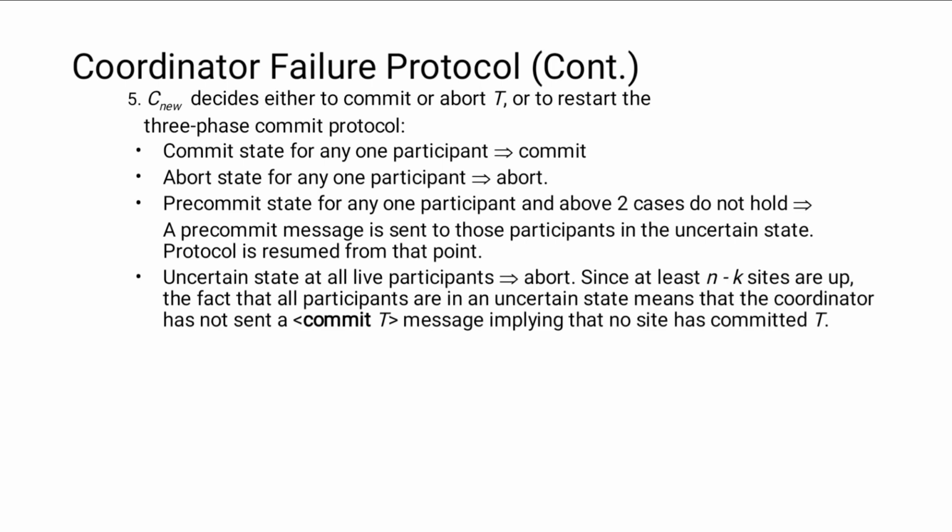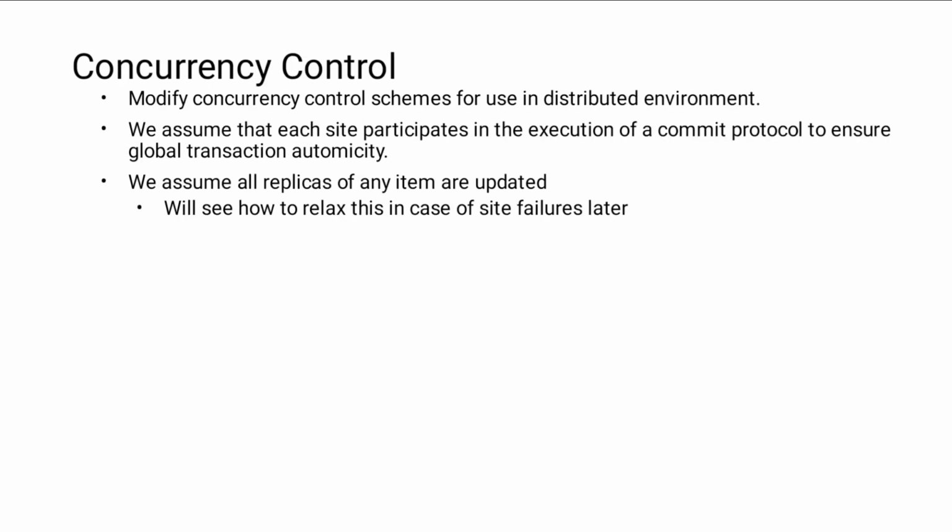If the uncertain state is present for all live participants, then only abort is done, given that at least n-k sites are up. The fact that all participants are in an uncertain state means that the coordinator has not sent a commit T message, implying that no site has committed T.